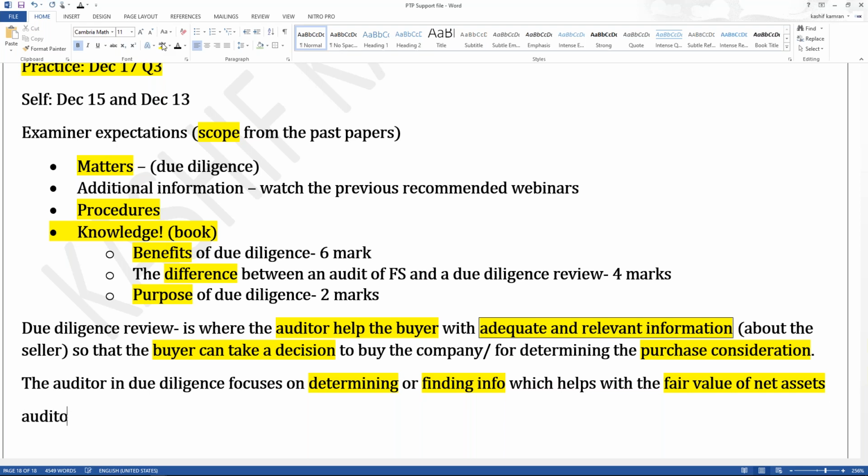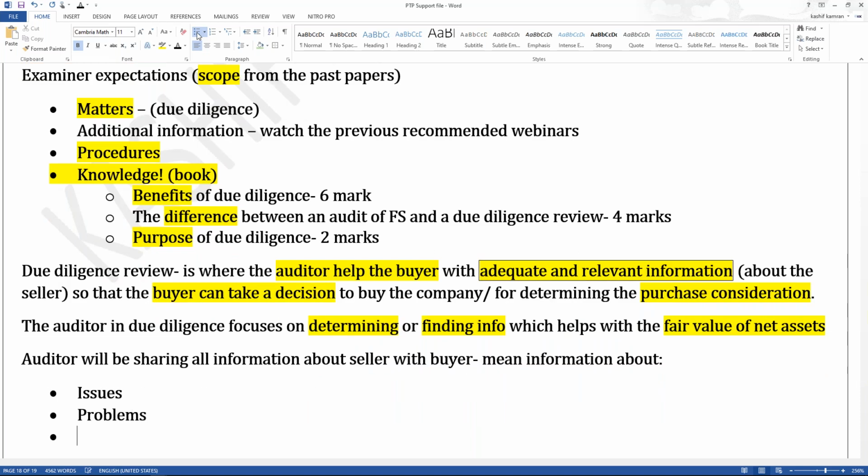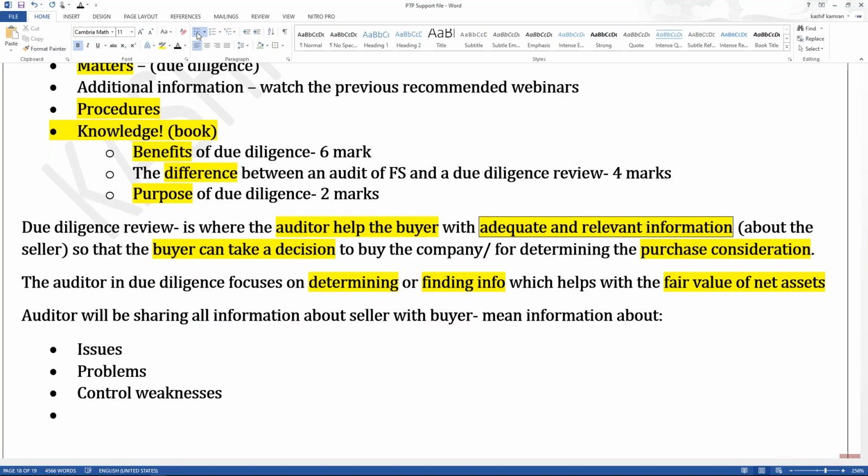So will the auditor be sharing? Auditor will be sharing, sorry. Auditor will be sharing all information about the seller with the buyer, because that will be helpful, right? And all information means what? Means information about, for example, issues, problems, control weaknesses, any problems in the supply chain, any problems in the business models, etc.